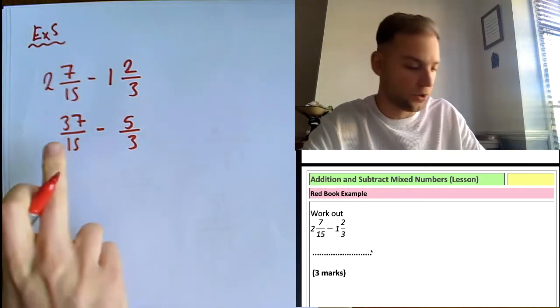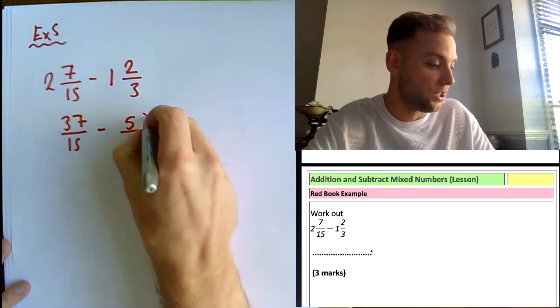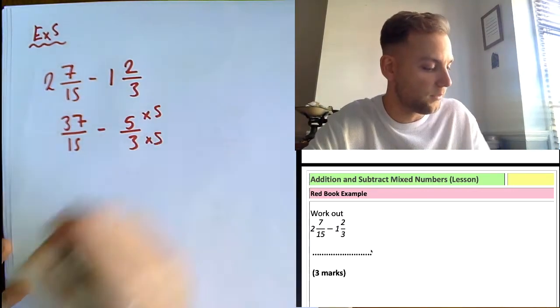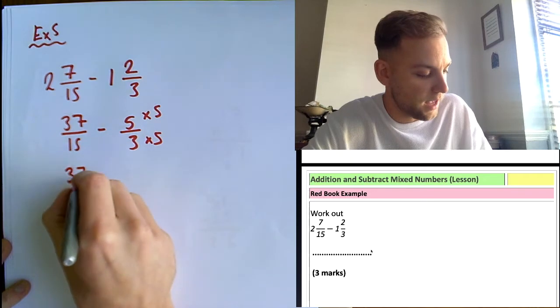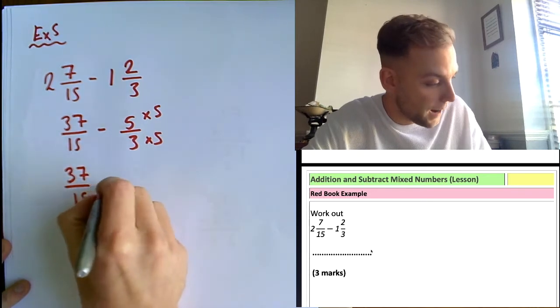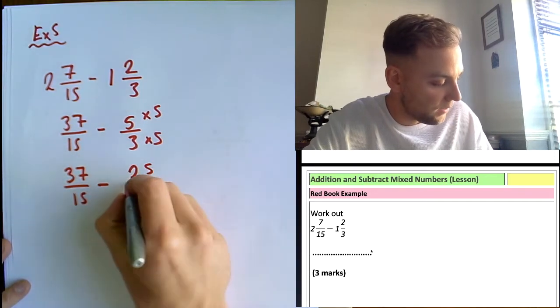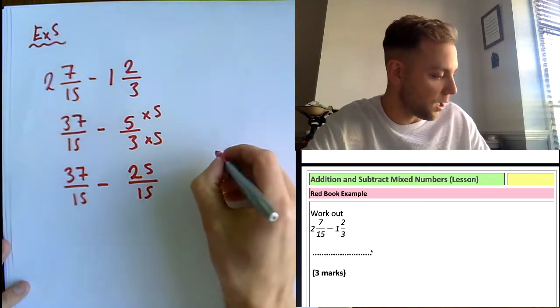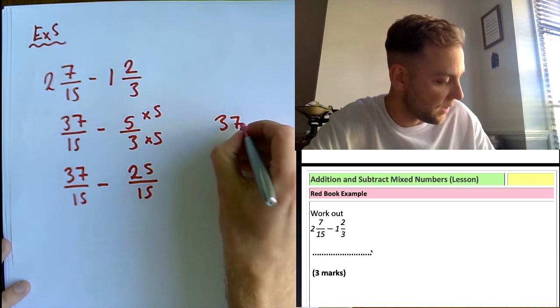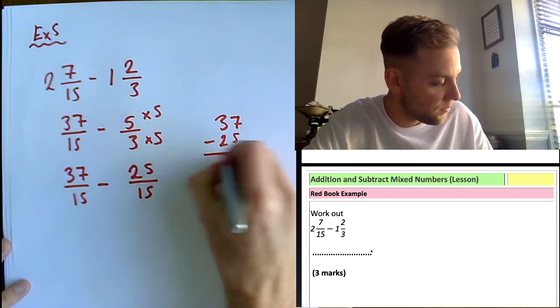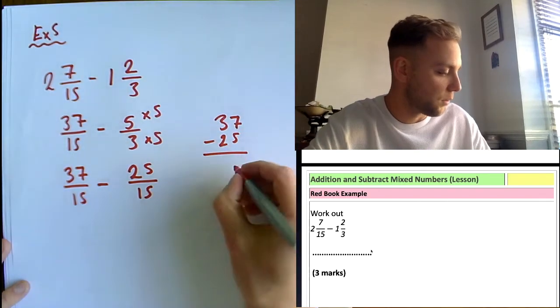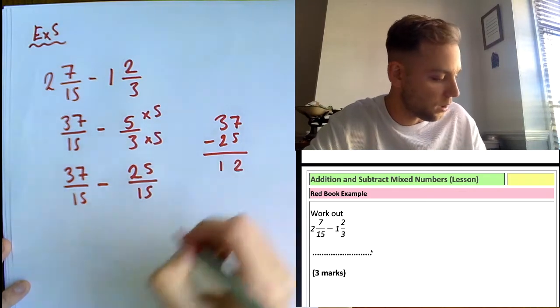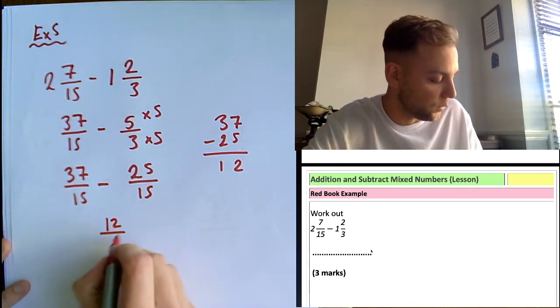So it's a little bit easier because 3 goes into 15, so I only need to change this side, which is times by 5. So I end up with 37 over 15 minus 25 over 15. I'm going to use the side for this. So 37 take away 25. You might be able to do it in your head. 7 take away 5 is 2. 3 take away 2 is 1. So I end up with 12 over 15.